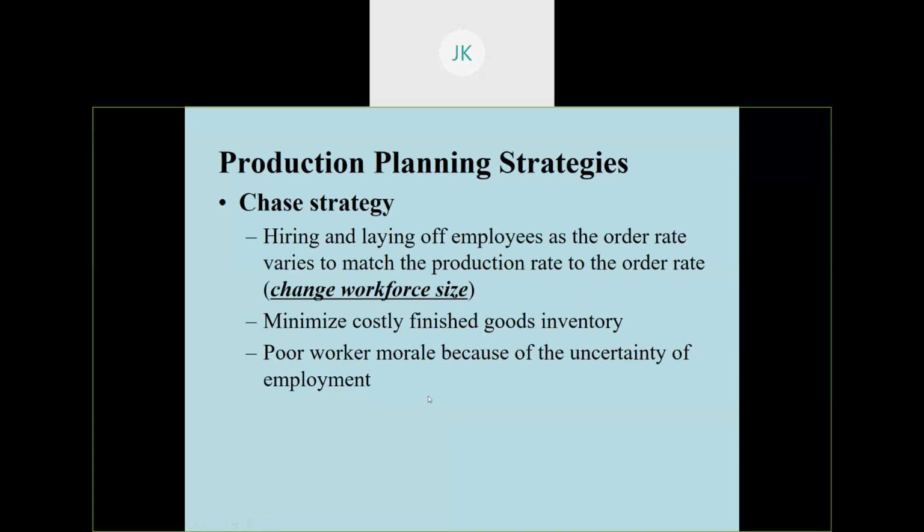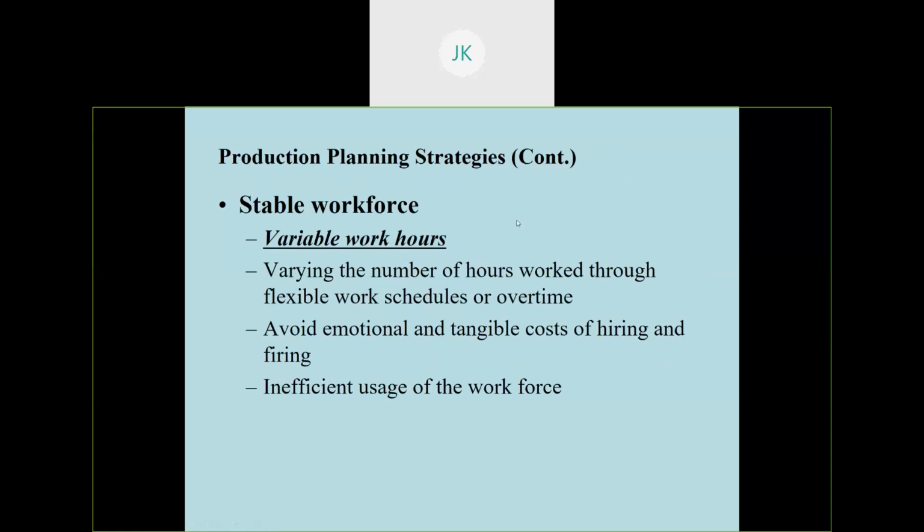But the problem is poor worker morale, because the workers' job security is not good. Anytime they can be fired, they can be laid off. So job security is very low. So that is the problem of this chase strategy. The next strategy is a stable workforce. Don't hire, don't fire, just use the same workforce level.